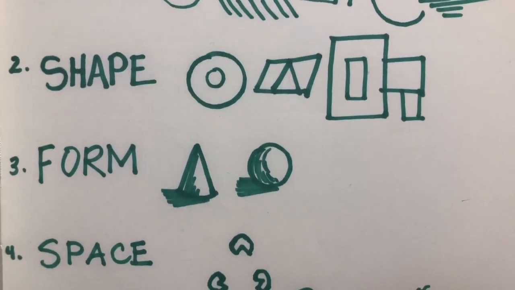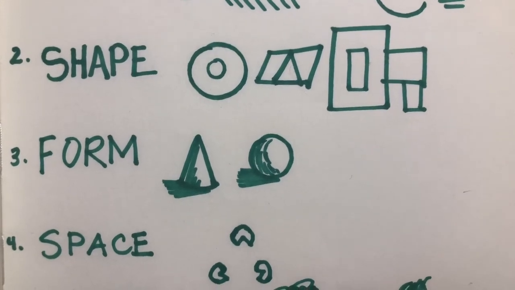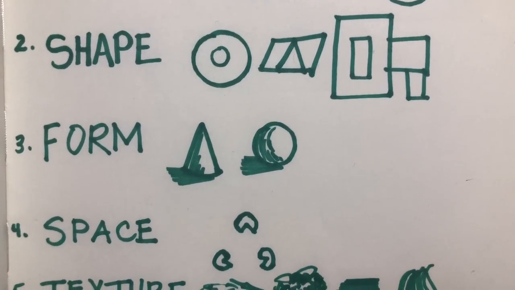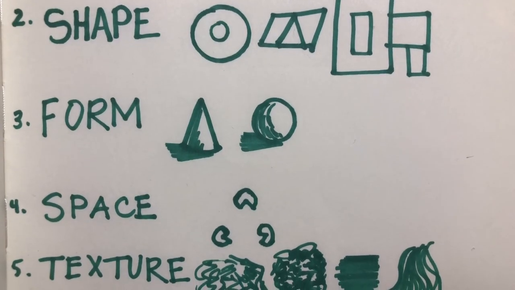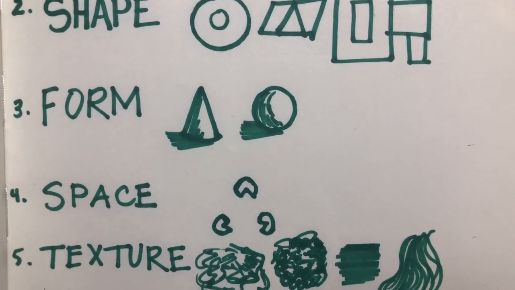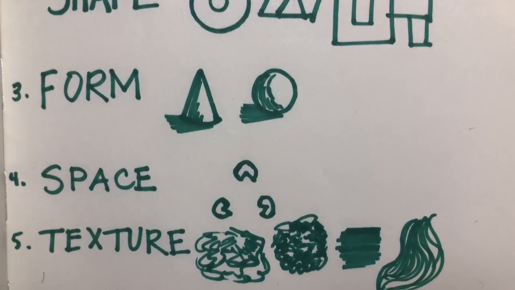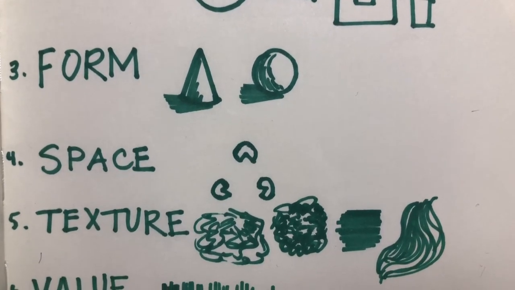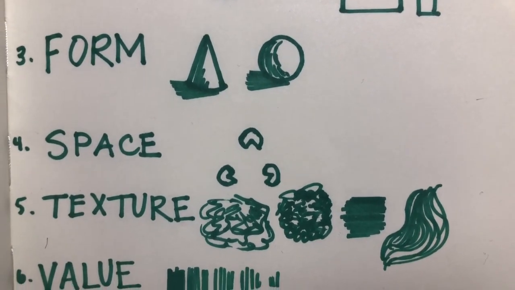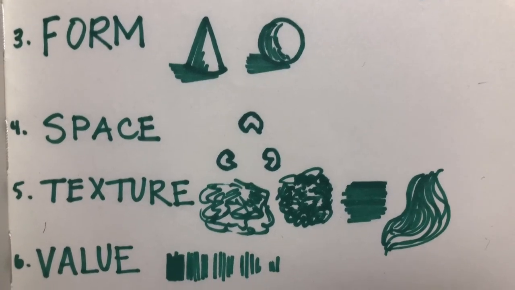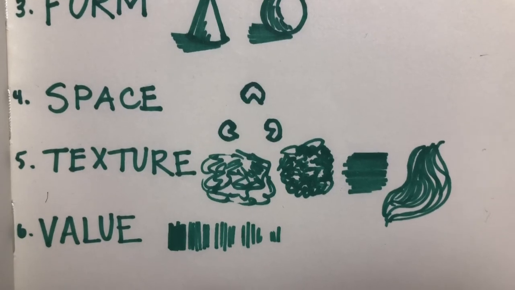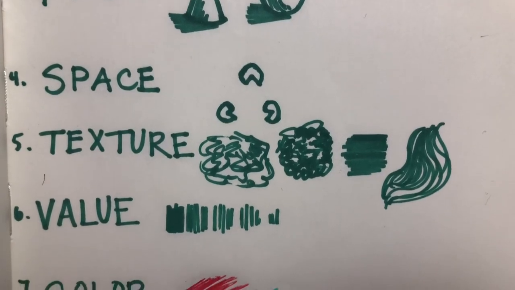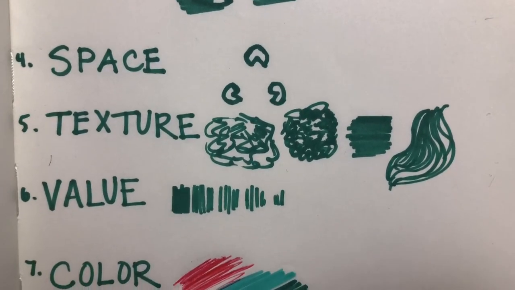A shape is 2-dimensional. We have geometric shapes, which are more mathematical, like squares, or organic shapes, which are more natural, like the shape of a leaf. Form refers to a 3-dimensional shape. This will be important if your piece is more sculptural and can be seen from different angles. For example, if you think of a pyramid, at one angle it may look like a triangle, but from another it may look like a square. So considering these angles is very important.